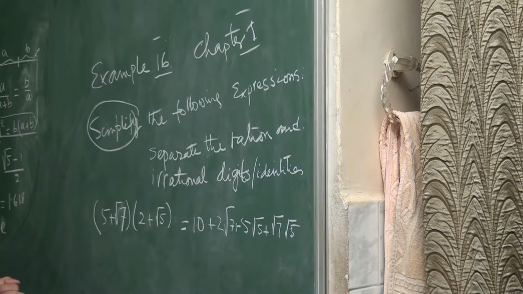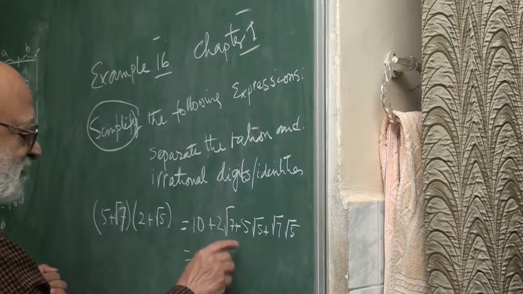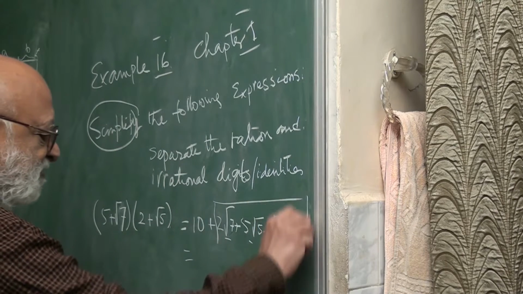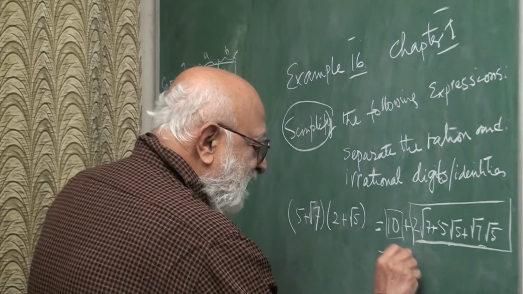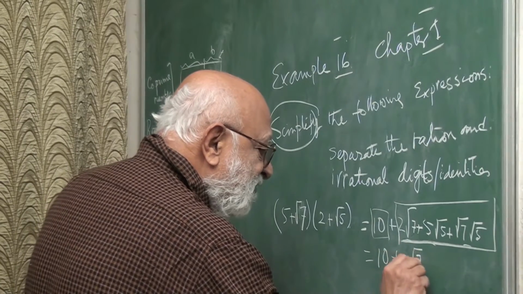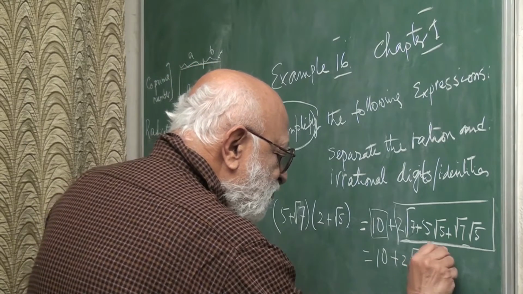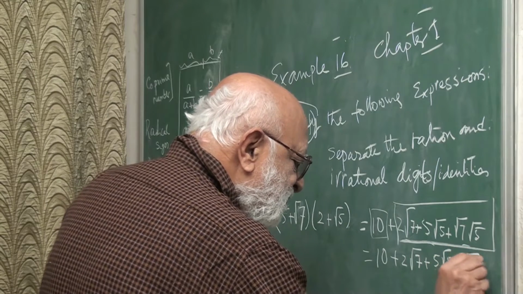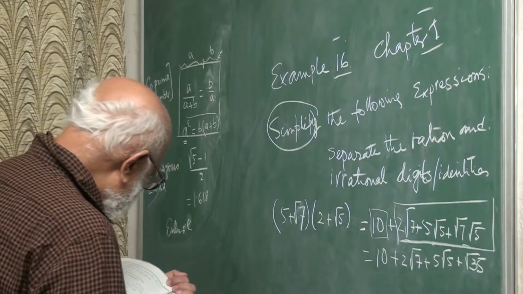So what do you get out of that? There is nothing further you can do, since all of these are irrational. This part of it is all irrational, and this is the only rational part of it. So I will write 10 plus 2 root 7 plus 5 root 5 plus root 35. So this solves this problem, right? There is nothing else you can do about it.